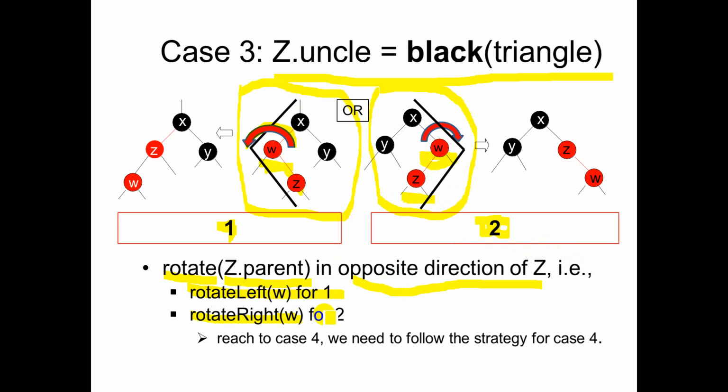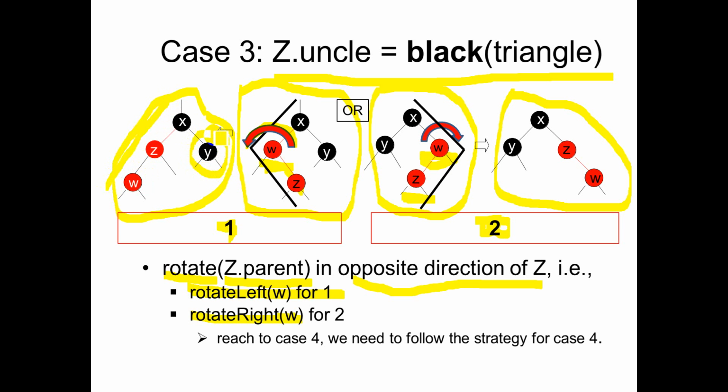Rotate right, W, that means rotate the parent of Z. So when we do this rotation, then we will get it like this. I know you know how to do the left and right rotation. Now you see that this one is a line, two reds, and this uncle Y is black.